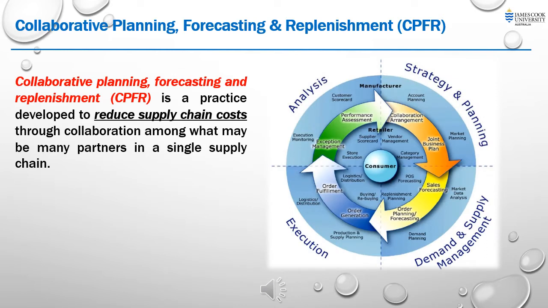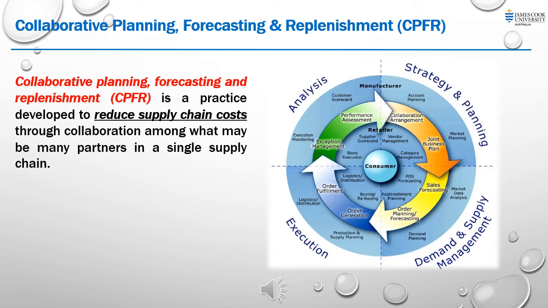CPFR is developed to reduce the supply chain cost through collaborations among what may be many partners in a single supply chain. There are basically four elements to it. First one is the strategy and planning. So this involves laying down a strategy for collaborative relationship. The second key element is demand and supply chain management. This is the element which focuses on sales and order forecasting and planning of order.